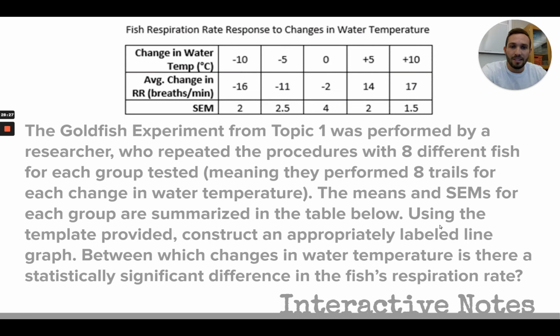So it says, using the template provided, construct an appropriately labeled line graph. Between which changes in water temperature is there a statistically significant difference in the fish's respiration rate? So let's construct this graph together.